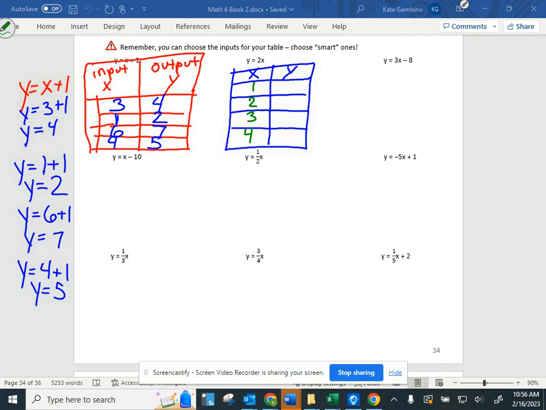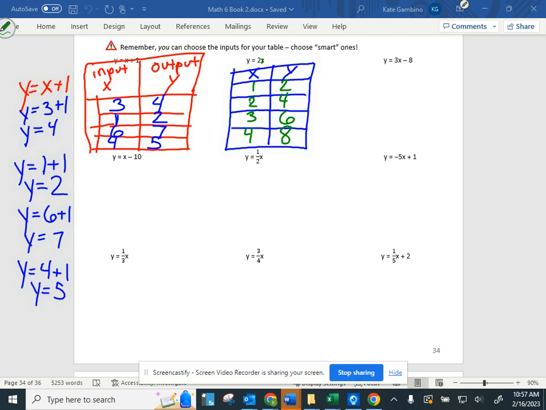I like to be organized myself. So this is what I did when I was creating the answer key. And then I said, okay, if I put 1 in for x, 1 times 2 is 2. 2 times 2 is 4. 3 times 2 is 6. 4 times 2 is 8. Oh, I understand.